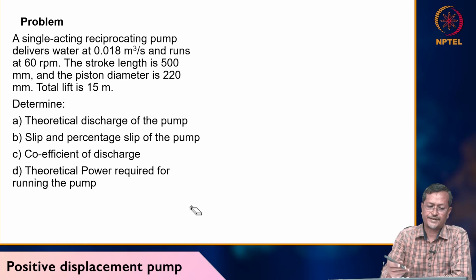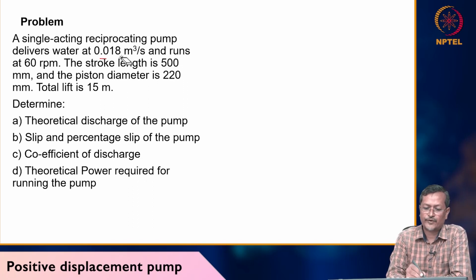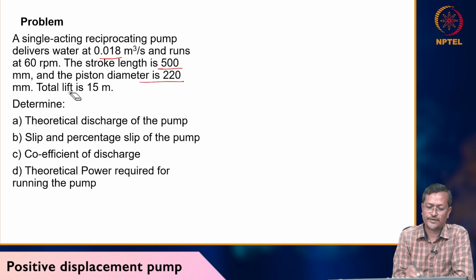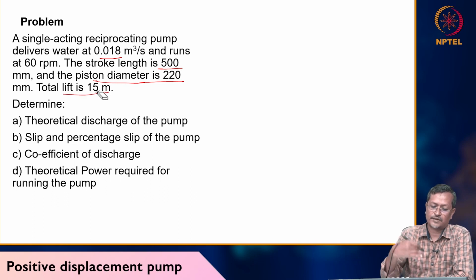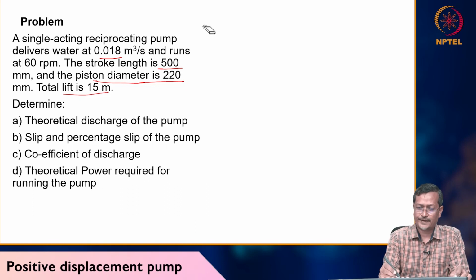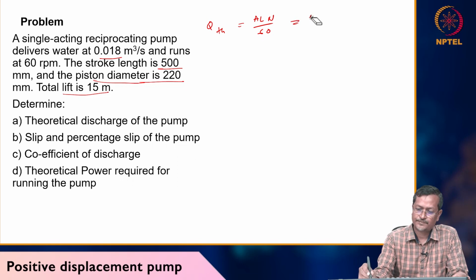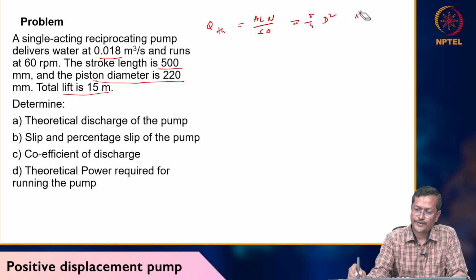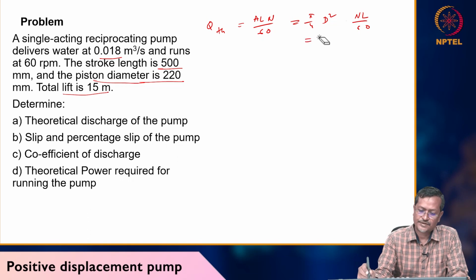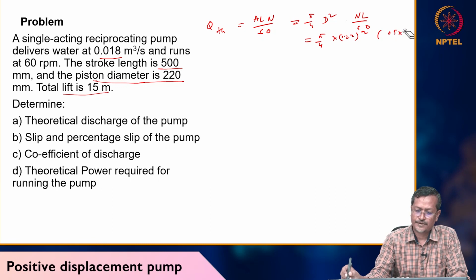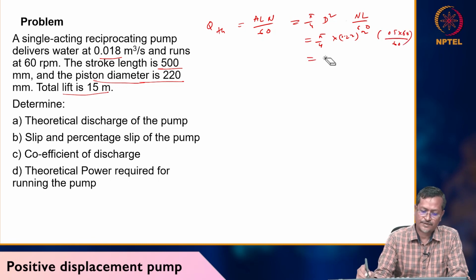So, another problem is here, a single acting reciprocating pump delivering water 0.018 meter cube, runs 60 rpm, stroke length 500, piston diameter 200, total piston diameter is given, okay, total lift is 15 meter. So, total fluid lift. So, theoretical Q theoretical ALN by 60, so pi by 4 d square into NL by 60. So it is coming pi by 4 into 0.2 square into 0.5 into 60 by 60. So it is giving 0.019 meter cube per second.